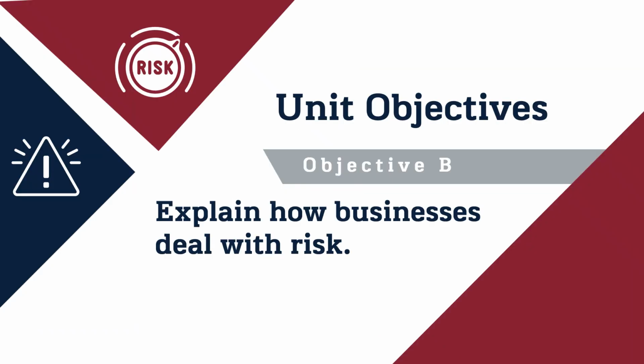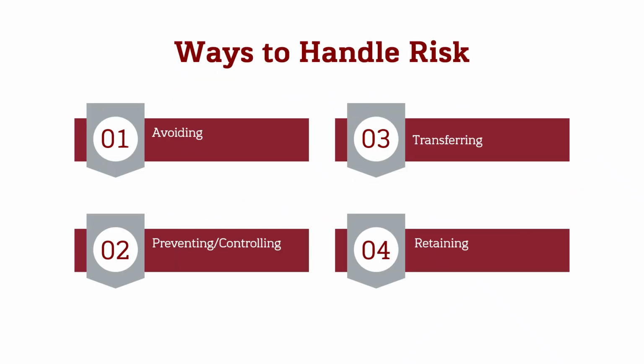Now let's focus on our second objective, explaining how businesses deal with these risks. There are four main ways of handling risk as a business: avoiding it, preventing or controlling it, transferring it, or retaining said risk.